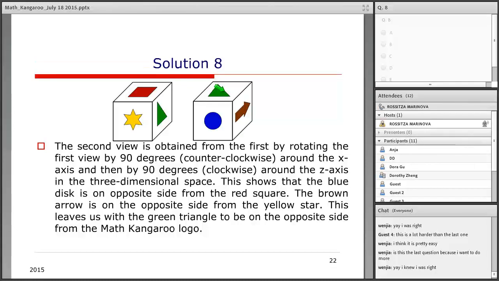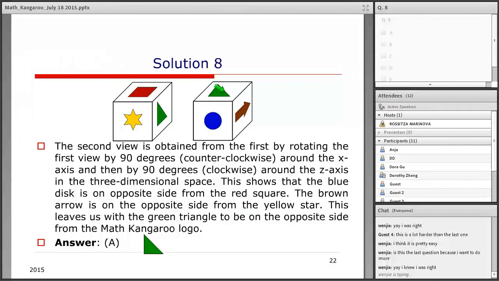But what I would recommend you is to grab a cube and try to rotate it and see how you will find the answer for the figure opposite to the Math Kangaroo logo. So the answer is actually figure A, which is the green triangle. That's what is your answer.